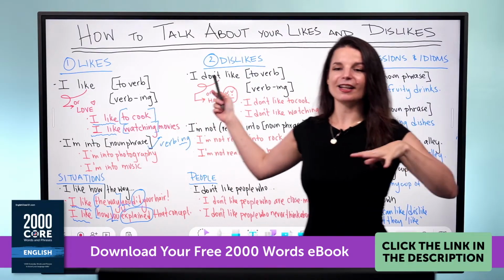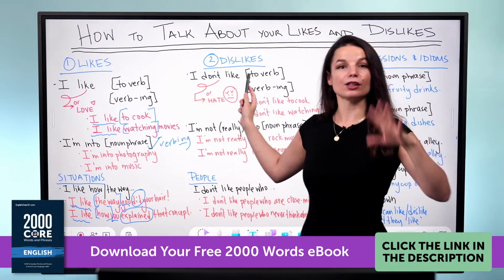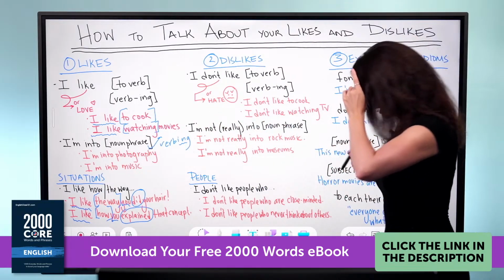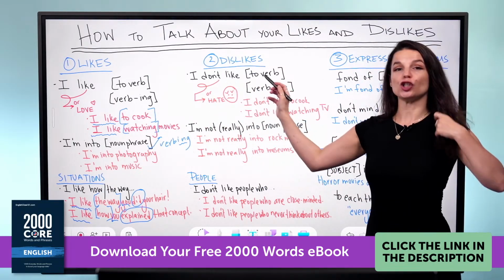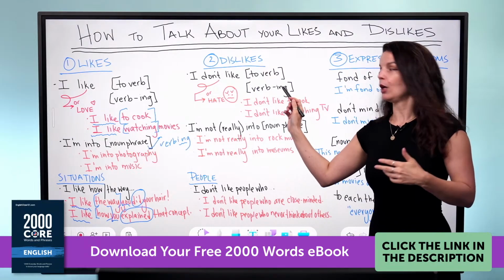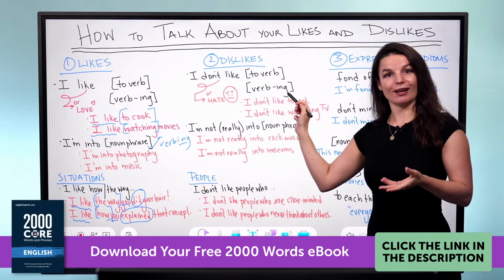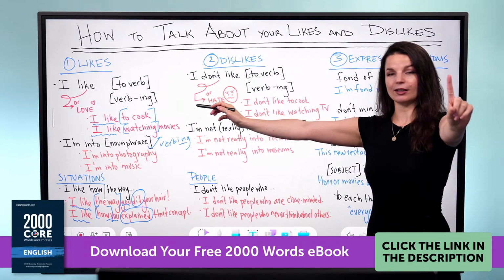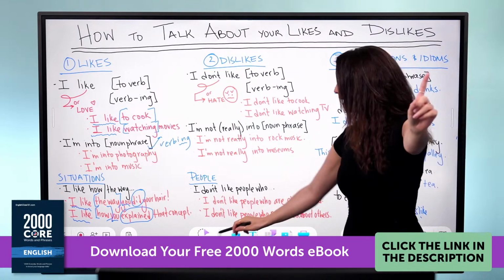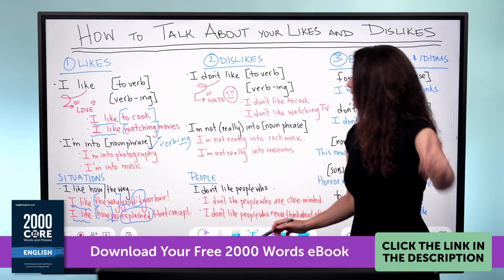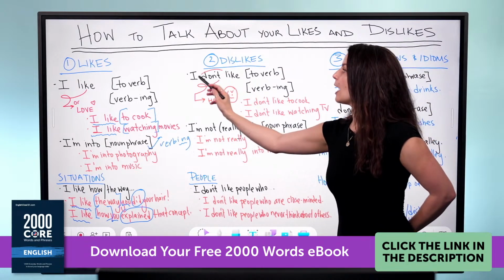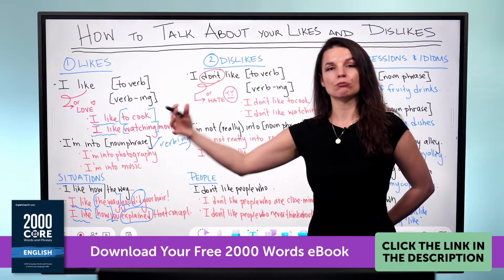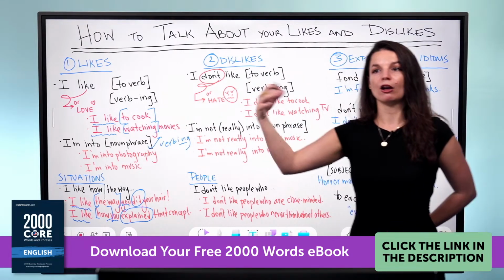Okay, let's take a look now. Dislikes. So we can use the same patterns we practiced in part 1. "I don't like to verb," or "I don't like verbing." This is the same, yay, as part 1. We love that. However, we do have a negative. To make this a negative, we must include "I don't." I don't. I do not like to verb. I do not like verbing.